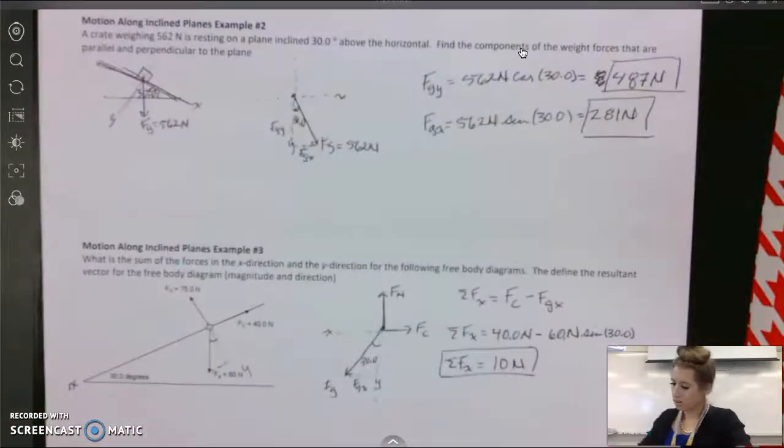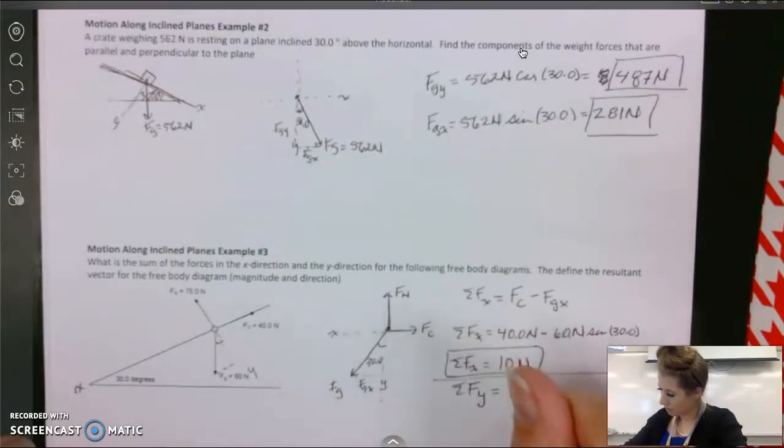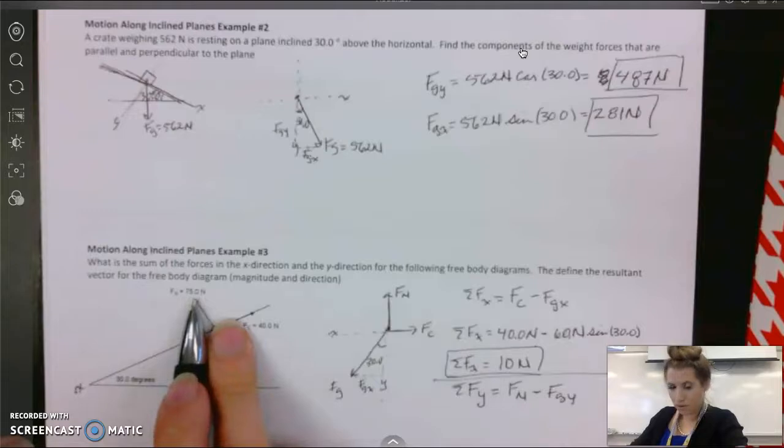Okay, now let's look at the y. Sum of the forces in the y direction, well, that's going to be force normal minus the force due to gravity in the y. Okay. Force normal is 75 newtons.